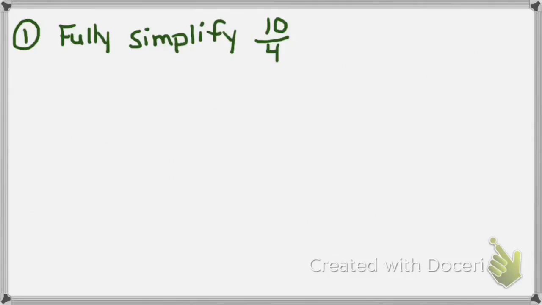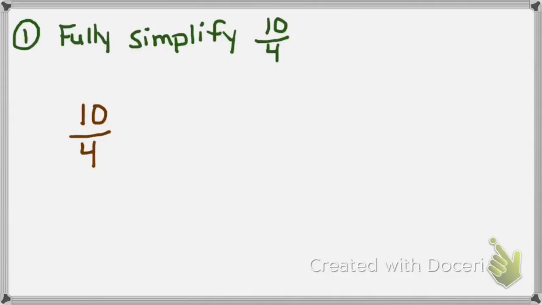Example number 1 says fully simplify 10/4. So I'm going to take my fraction and rewrite it as is. When I have to fully simplify a number or reduce it or put it into lowest terms, sometimes it may be a proper fraction to begin with, which means it's a fraction that would work fine in a chicken fight. Numerator is smaller than the denominator. But sometimes it might be an improper fraction to begin with, meaning that the numerator is larger than the denominator and it wouldn't work well in a chicken fight.